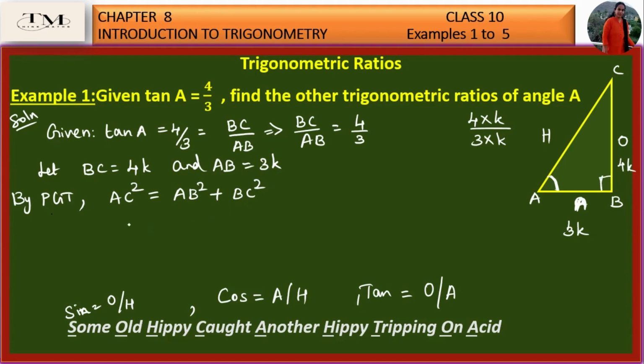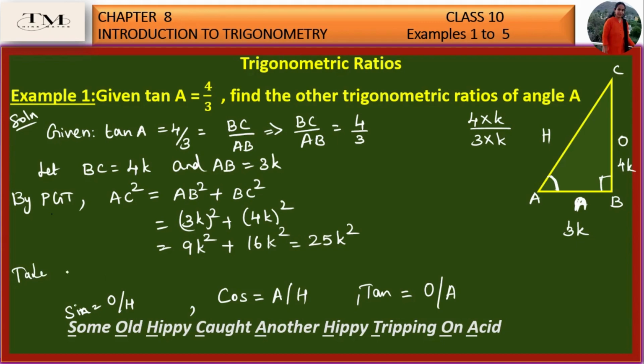What is AC square, which we need to find out? AB is 3K, so 3K whole square plus BC, which is 4K whole square. 3K square is 9K square, 3 square is 9, K square is K square, plus 4 square is 16K square. So 9 plus 16 is 25K square. So we got AC square equal to 25K square.